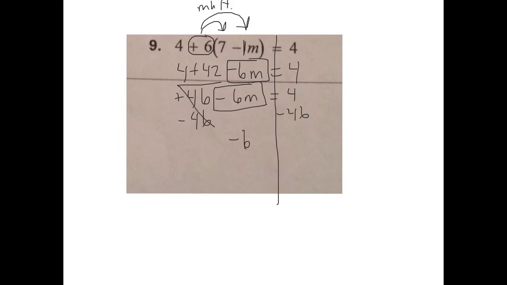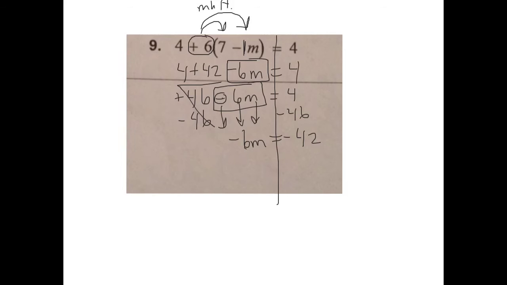Bring down my negative 6m equals. That's why I keep this negative right here in the box. That helps me remember to bring it down, the 6 down, and the m down. Over here, 4 minus 46. So if you had $4 in your bank account and you wrote a check for 46, you would have a negative $42 in your bank account.